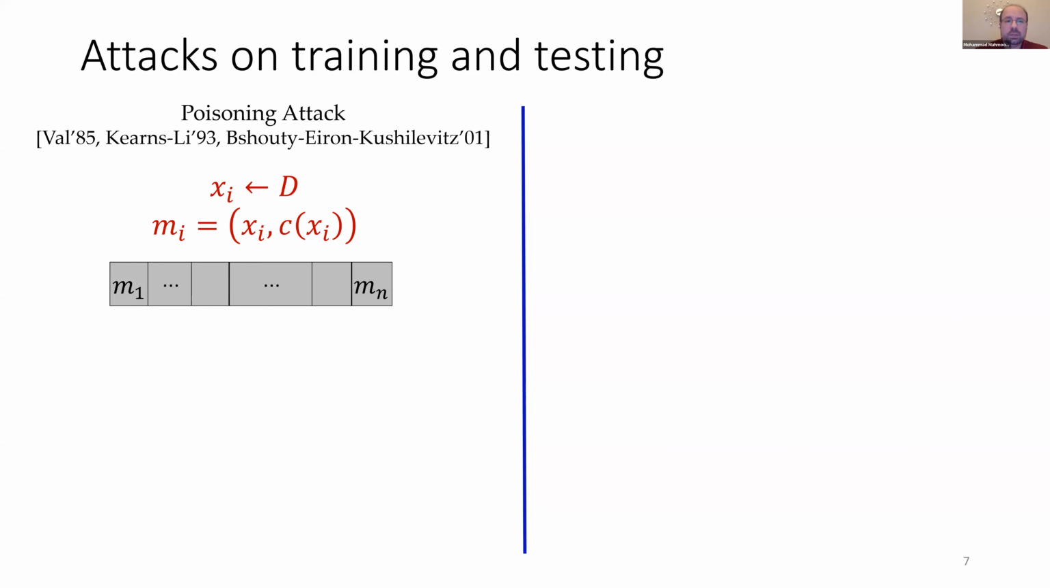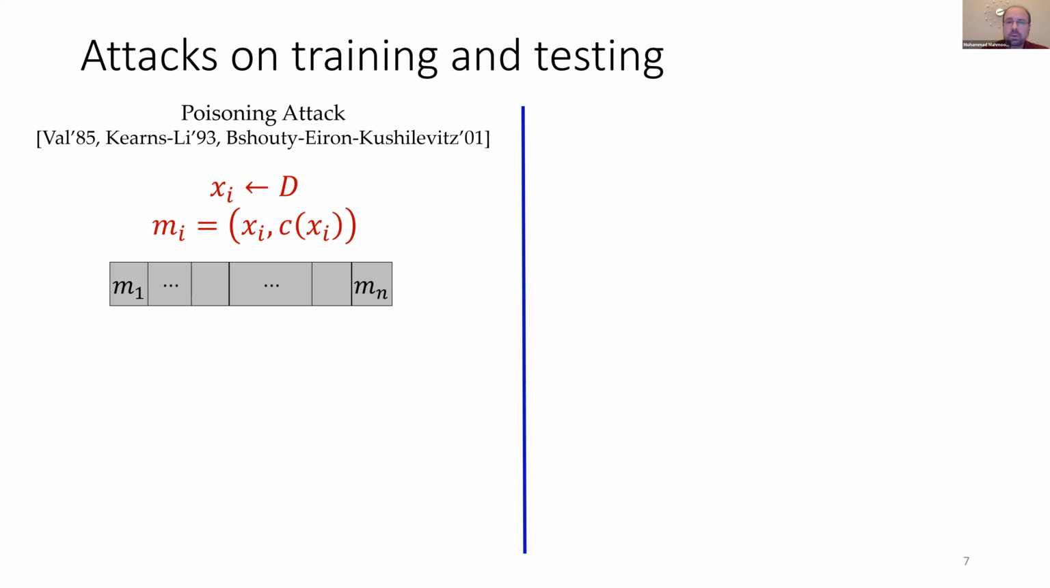So poisoning attacks, in fact, interestingly, if you trace it back, it is another paper of Valiant that essentially started this line of work, and then followed by works of Kearns and Li, and then Bshouty, Eiron, and Kushilevitz. And in fact, the last work of Bshouty et al. is more closely capturing what I mean by the power of an attacker in this context.